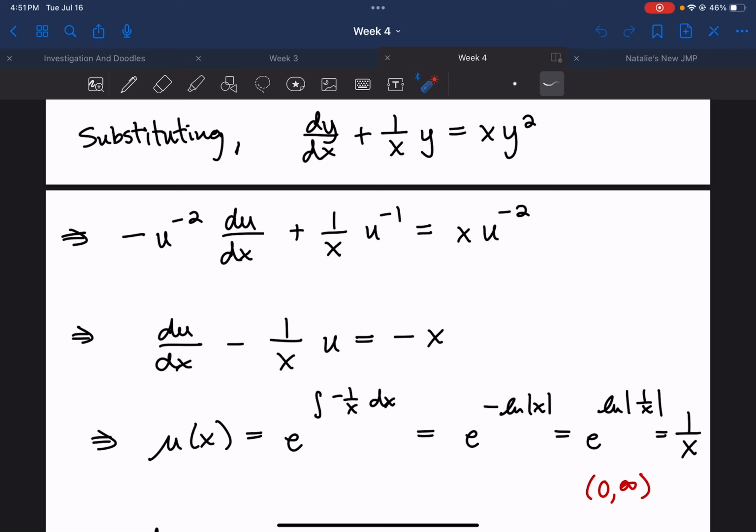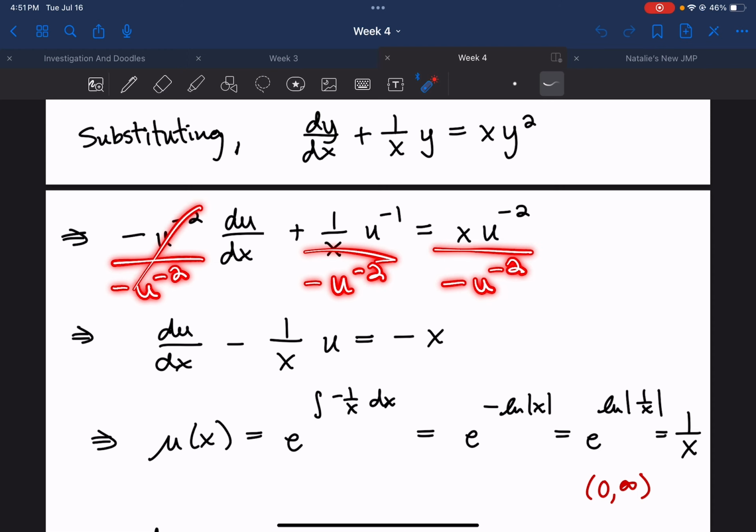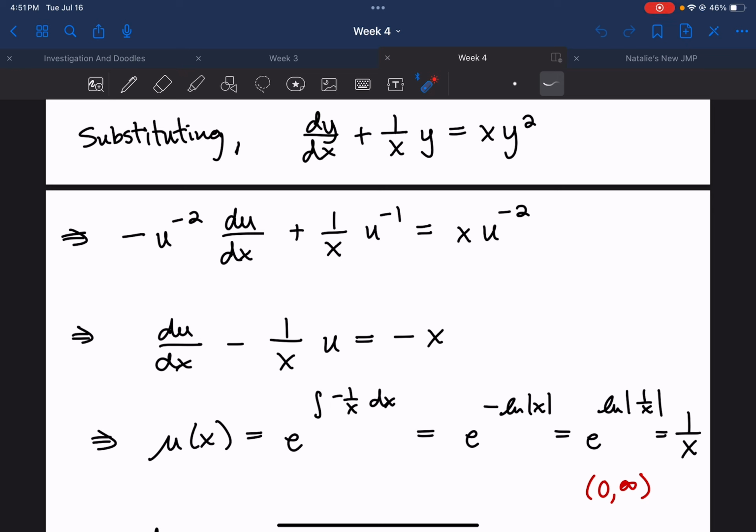And now I'm just going to go through and divide everywhere by negative u to the negative 2. Right? That cancels here, that cancels here, and then this and this cancel, and we're left with a u by itself here. So I get du dx minus 1 over x u equals negative x. This is now linear with p of x equal to negative 1 over x. Right, this is my p of x, which means I can solve this via the integrating factor.